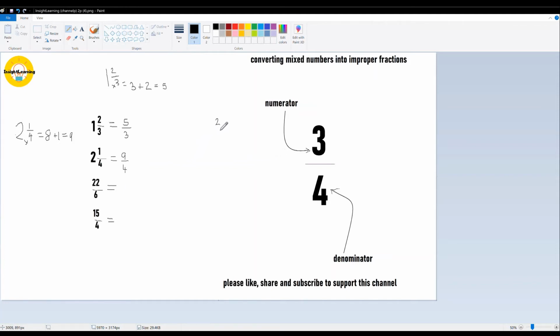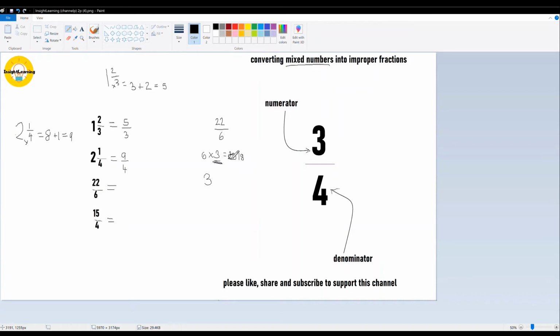Well, here we've got 22/6. We have to see how many of the denominator go into the numerator. So, in this case, 6 goes 3 times into 22. So 3 is going to be the whole number in our mixed number.